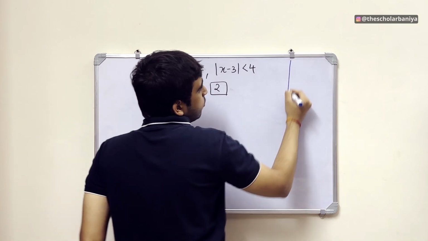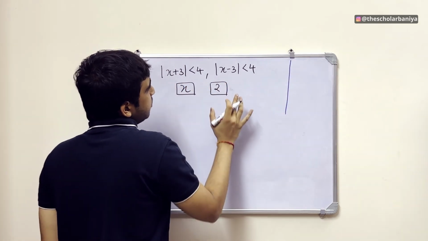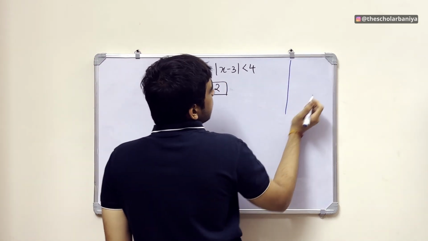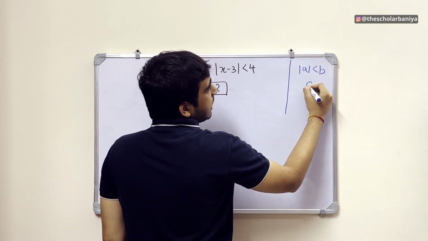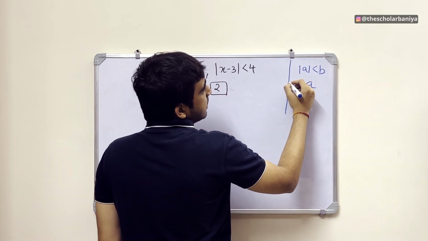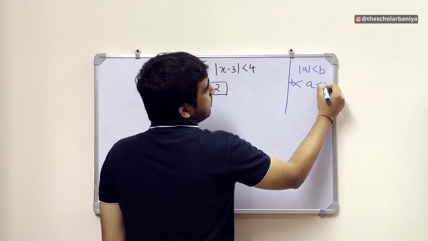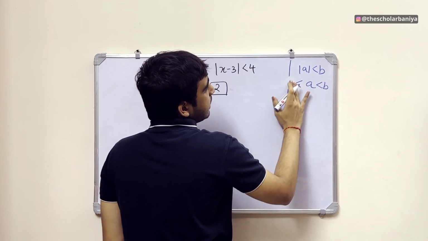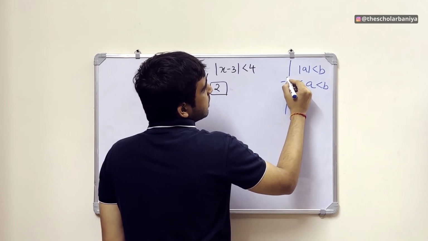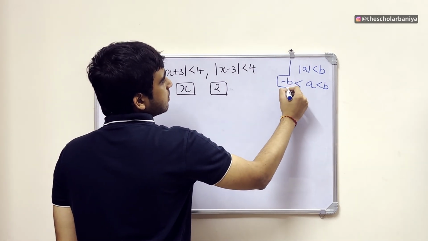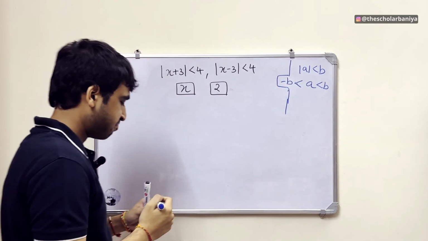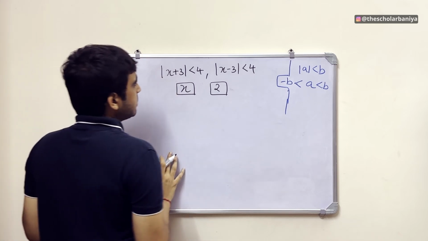I think before starting, I would like to tell, I've told this before also, that if |A| < B, then A is greater than -B and less than B. So this should be very clear. Okay, so let's take this.